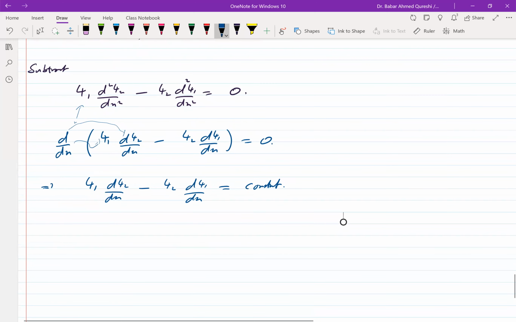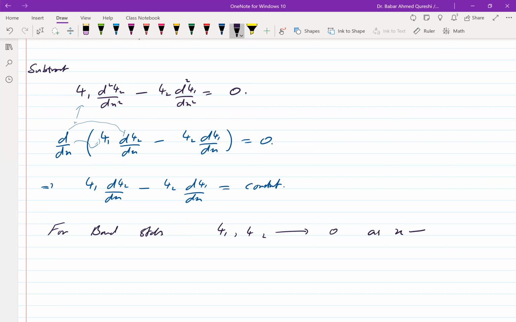Now I bring in the assumption that these are bound state energies. So for bound states, we know that psi 1 and psi 2 go to 0 as x goes to plus or minus infinity. So I can just evaluate this constant. Because it's a constant, it doesn't depend on the position, so I can evaluate it by putting in any value of x. I put the value far, far away at infinity, where psi 1 has to be 0 and psi 2 has to be 0. So that means the constant has to be 0.